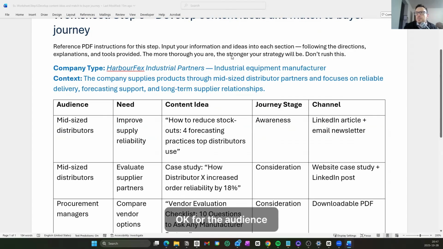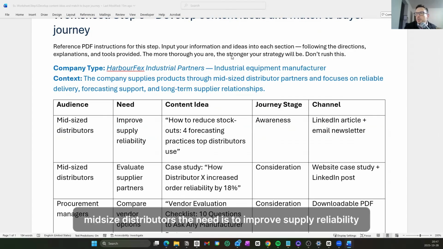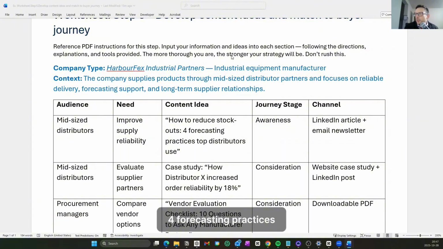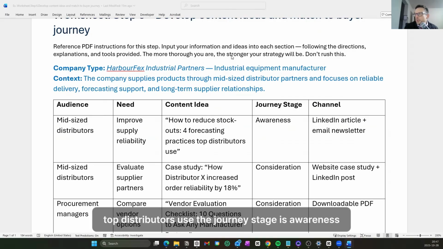Okay, for the audience mid-sized distributors, the need is to improve supply reliability, and the content idea is "How to Reduce Stockouts: 4 Forecasting Practices Top Distributors Use." The journey stage is awareness, and the channel is a LinkedIn article plus an email newsletter.